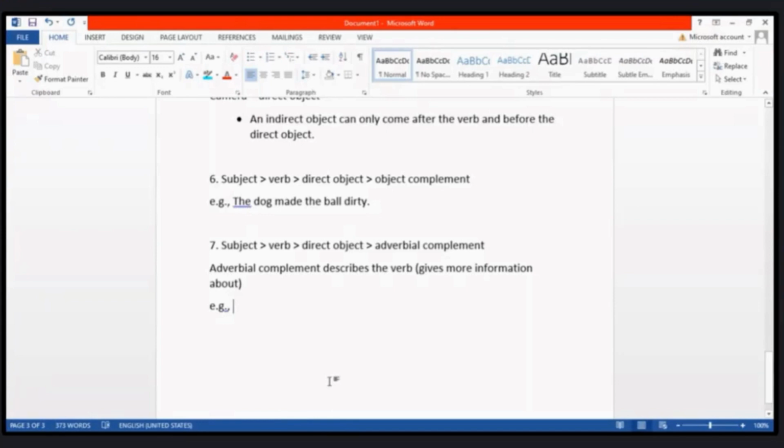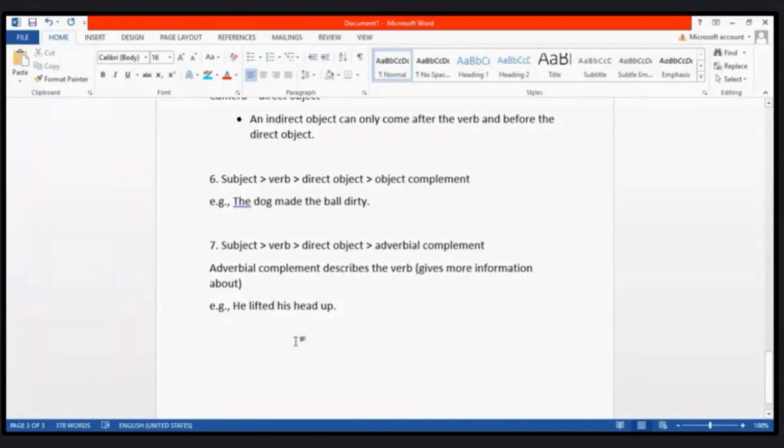Let's say, he lifted his head up. Okay, so in this case, he is the subject, lifted is the verb, his head is the object, and up is the adverbial complement, because it describes what he did. What did he do? He lifted. So he lifted his head up. So this up describes the verb lifted.